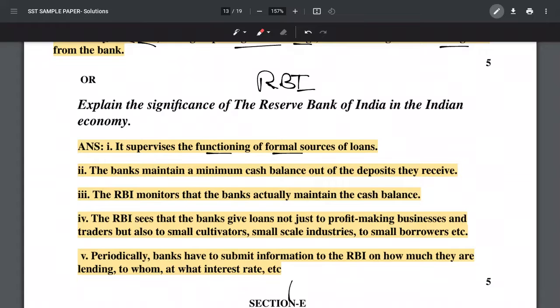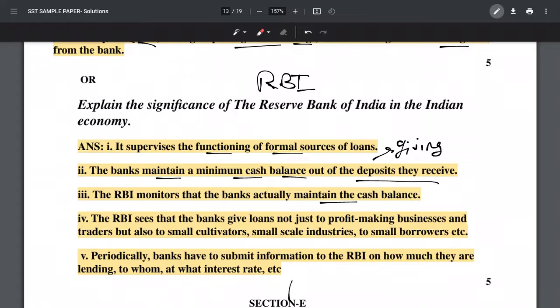And what else is that the banks will maintain a minimum cash balance out of the deposits they receive. How much people are giving as money in the banks, they will maintain a minimum cash balance from that. Now the monitors of the Reserve Bank of India check that the banks actually maintain the cash balance. There are monitors who will see how much is taken, how much is given.